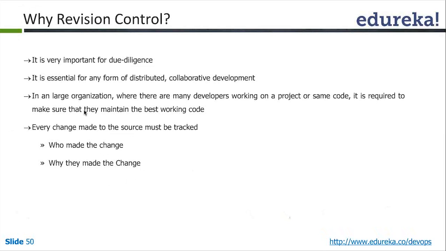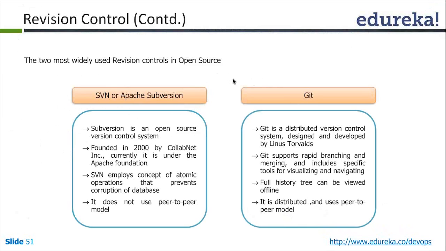So in any large organization where there are many developers, it's the same thing, and every change made to the source must be tracked: who made the change and why they made the change, etc. So the two most widely used are SVN, Subversion as it is called, founded by Collabnet. Currently it is under Apache, and it employs the concept of atomic operations that prevents corruption of the database. And there are various technologies that are built into it.